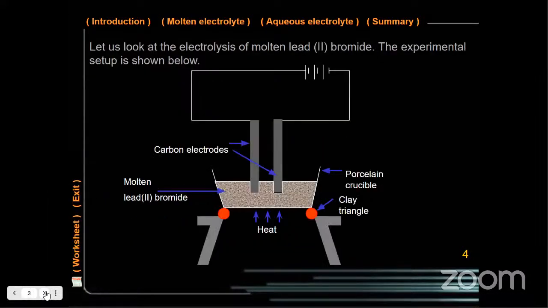Now we are going to look at the first type, the electrolysis of the molten ionic compound. And it's the easiest scenario because in this scenario, you have only two ions present. So for example, if we look at molten lead(II) bromide, what we have is lead(II) ions and bromide ions. We don't have any other ions.